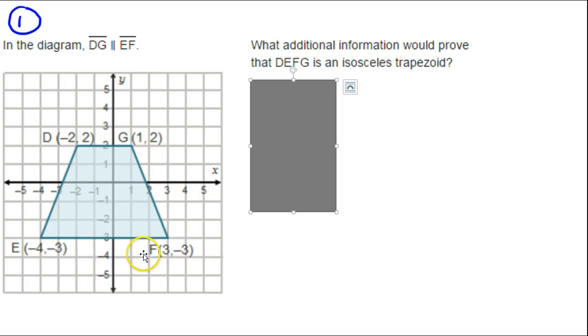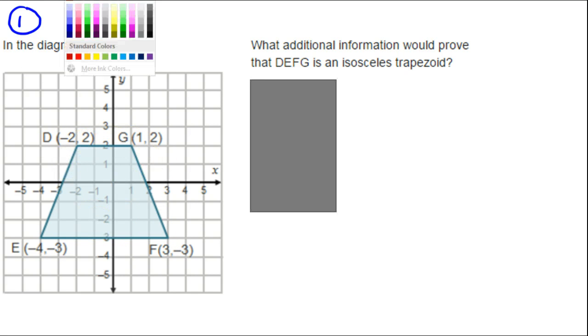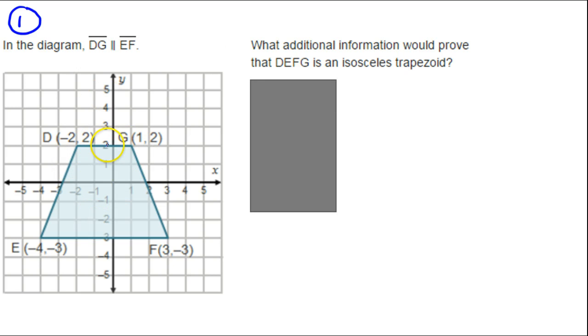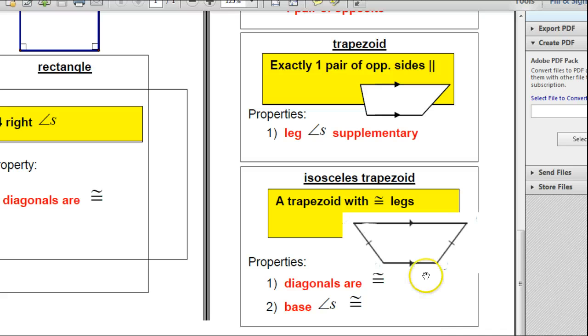We have this figure shown here, and we are told that DG is parallel to EF. That's what that symbol means. I can indicate parallel with a little arrow like this, to remind me that those are parallel. So we have one pair of parallel sides. Right away, that triggers my knowledge of a definition: if you have a shape that has exactly one pair of opposite sides parallel, that is a trapezoid. So we are dealing with a trapezoid.